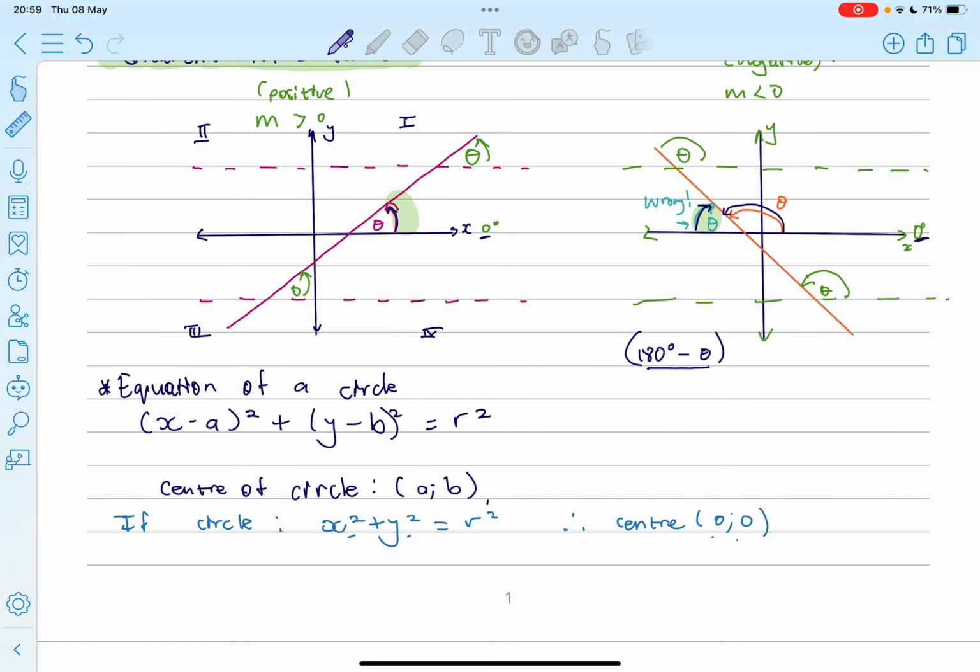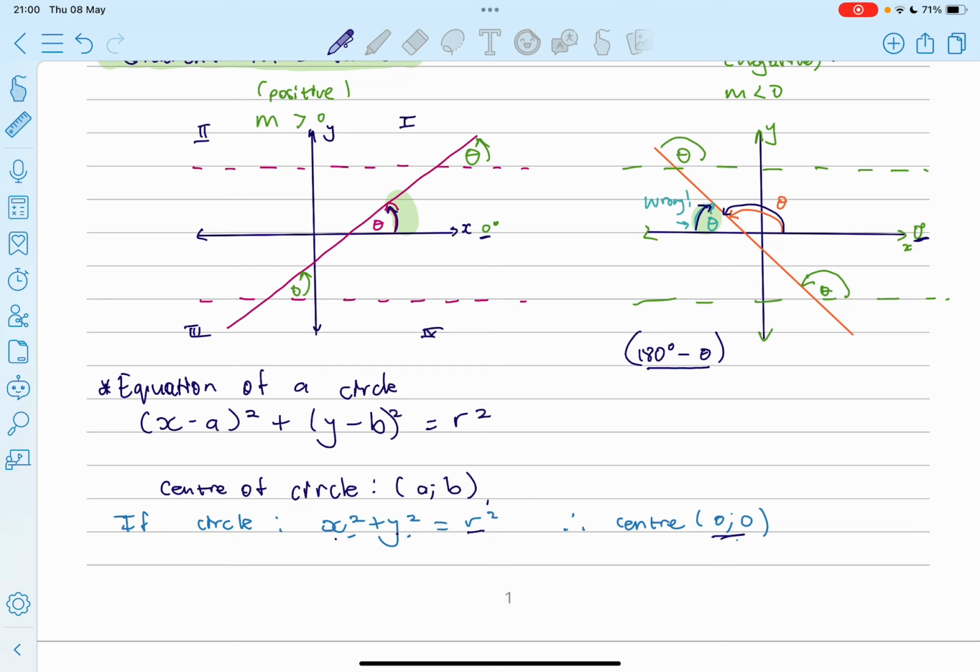Next is the equation of a circle. So you get to expand on equations of circles in analytical geometry for grade 12. But in grade 11, the key thing that you need to know is that the equation of a circle is x squared plus y squared being equal to r squared. And that's the equation of a circle when the center is at the origin.